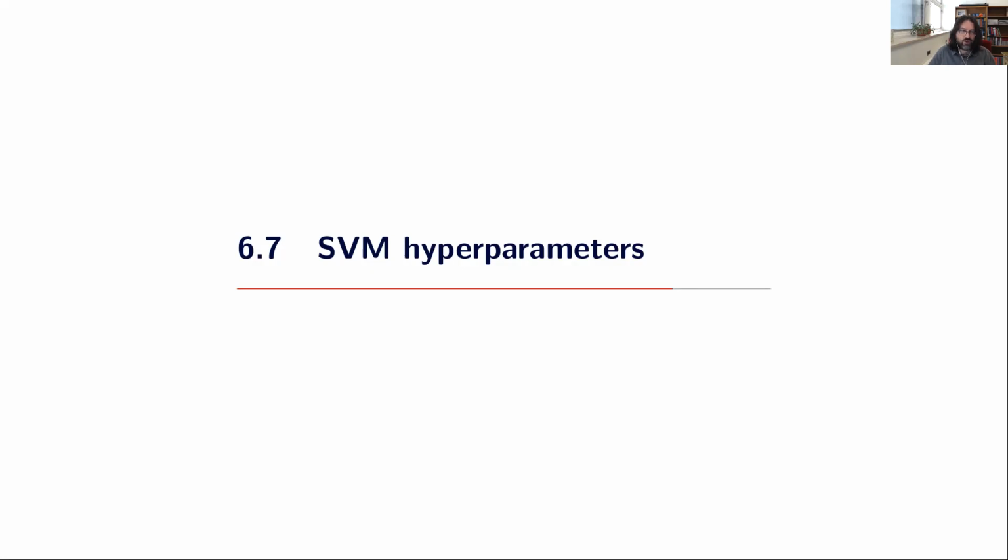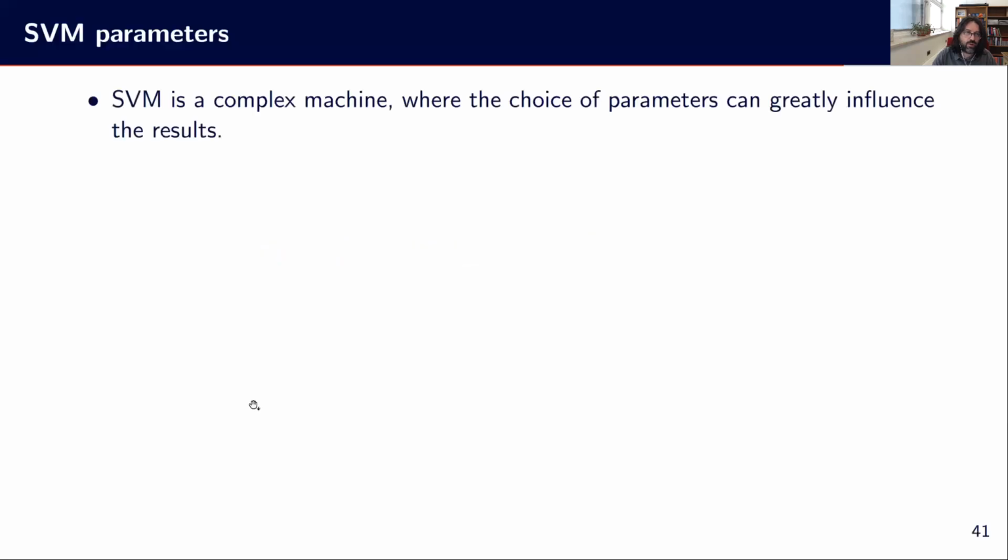Now we also have a notion of hyperparameters. We saw before the C value for soft margins. We also see the sigma as an influence in terms of the Gaussian kernel for SVM with kernels. These are hyperparameters, and we should adjust them correctly. In fact, SVM is a complex machine. It is highly dependent on the choices of parameters, so this choice can have a great influence on the results.